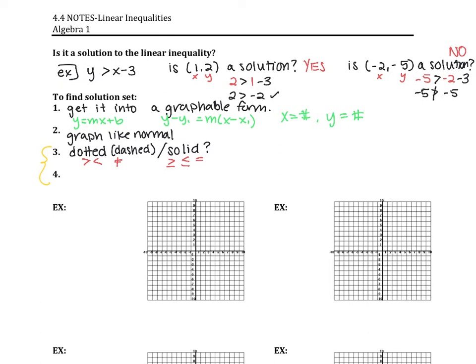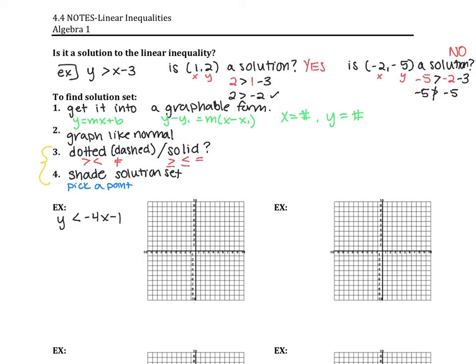Okay, well then what we're going to do is look at shading. We call this shading our solution set. And the best way to determine shading is by picking a point. I'll look at what that looks like in just a second. So let's look at an example. Let's graph y is less than negative 4x minus 1.